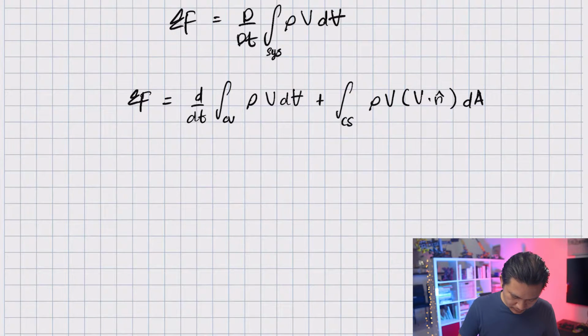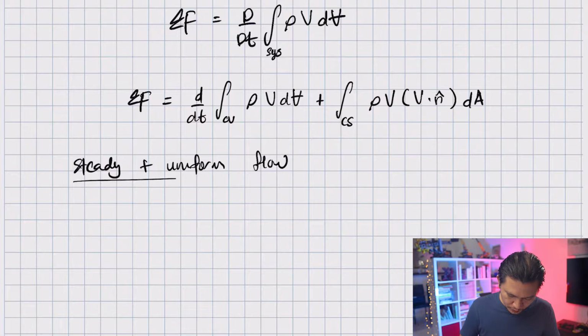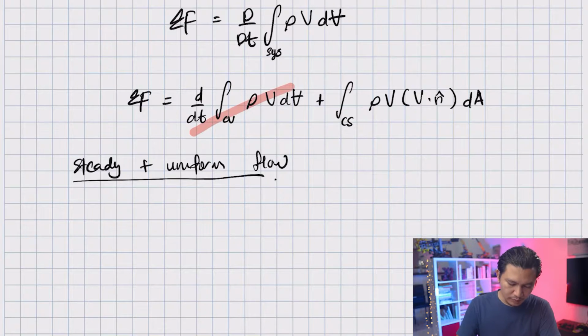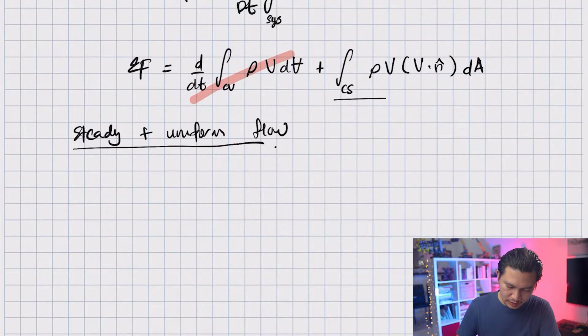So steady plus uniform flow. We know that when the flow is steady, there is no change in time inside the control volume. So this term will immediately become 0 because d over dt is 0. So basically, we are left with just this equation.